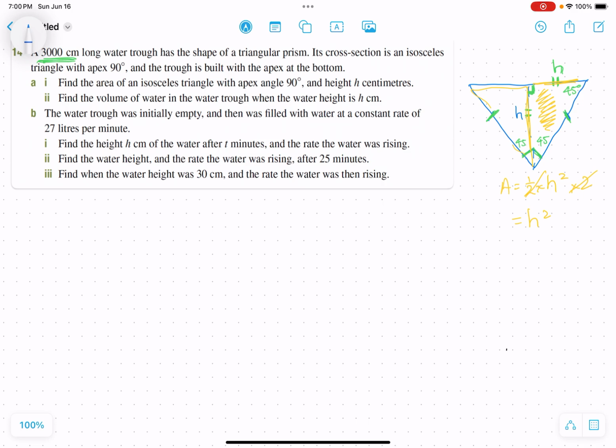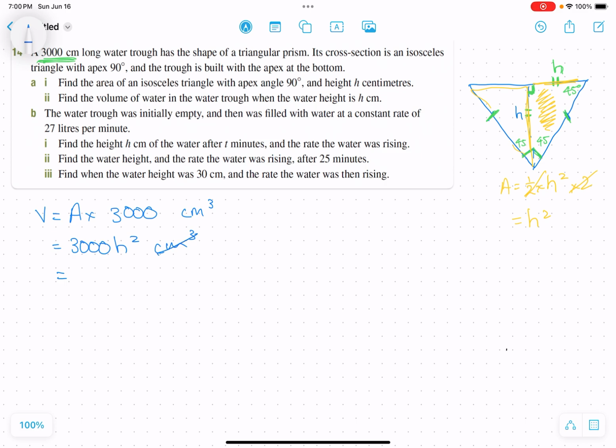So the volume of water in the trough, when the height of it is h, well, we know that the volume is A times that 3,000 centimetres. And our A is in centimetres squared, so that would be centimetres cubed. So we've got 3,000 times A, which is h squared, centimetres cubed, for our volume.